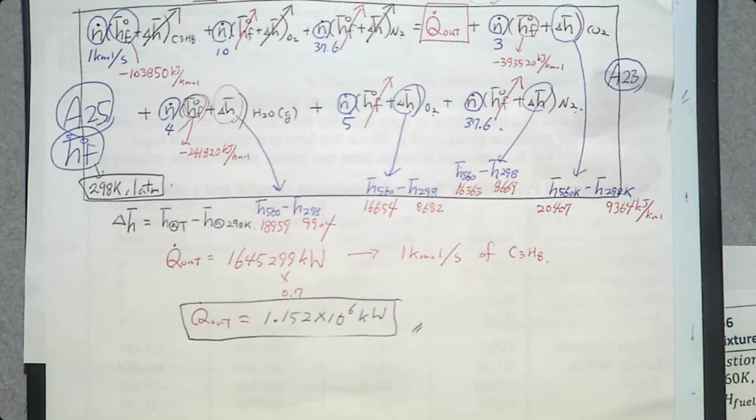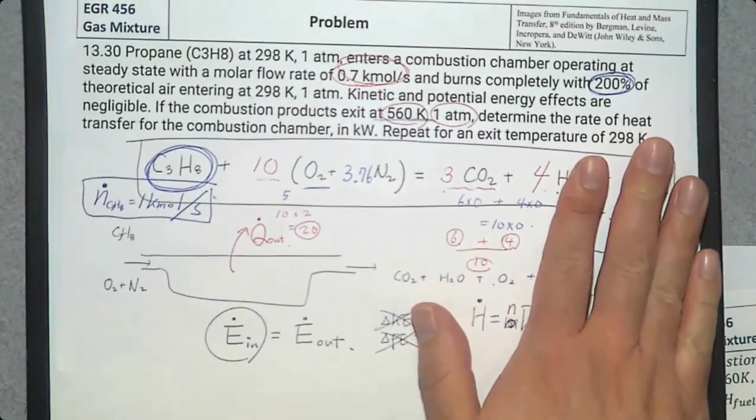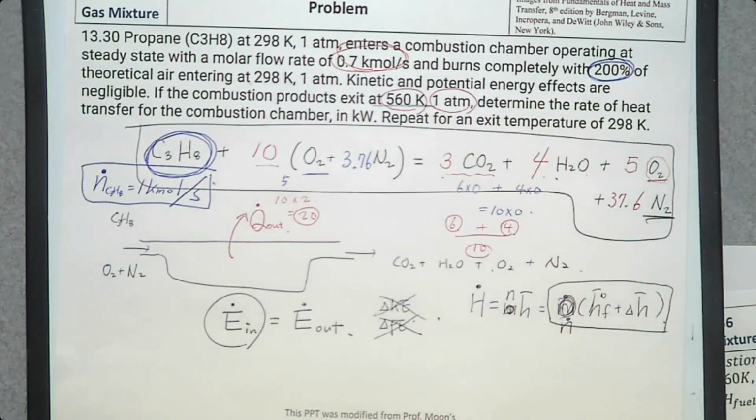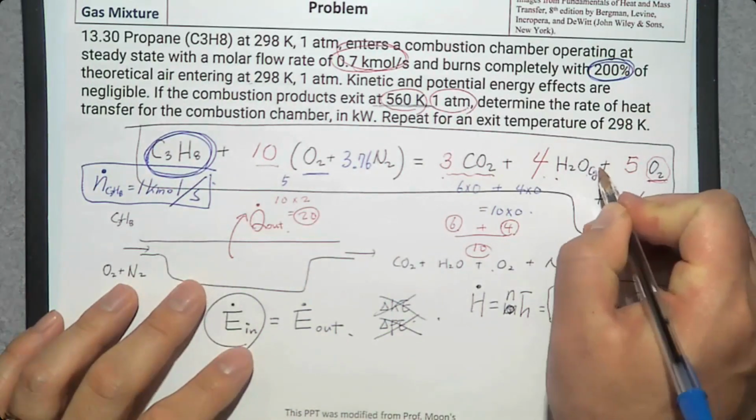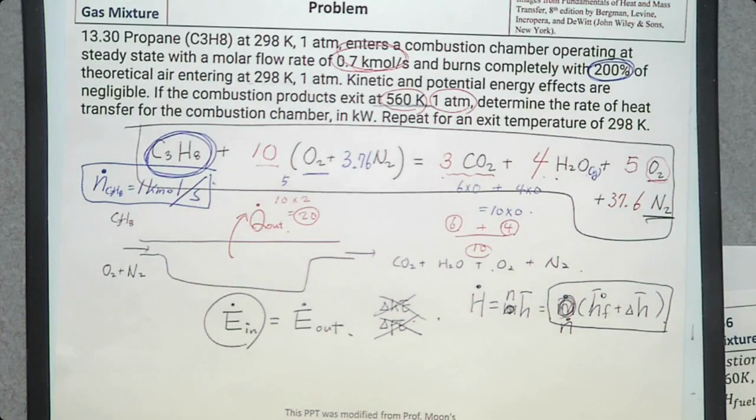But this is not the worst. Now the problem is going to be repeated for an exit temperature of 298. So we need to repeat the same thing at 298. Maybe one can say, oh, it's not 560 anymore, it's only 298, so we don't need to worry about delta H bar. You're right. But there's another problem, which is that when we write this balanced reaction equation, our assumption is this water is gas. This water is gas because the temperature is just too high, right? It's 1 atmospheric pressure.